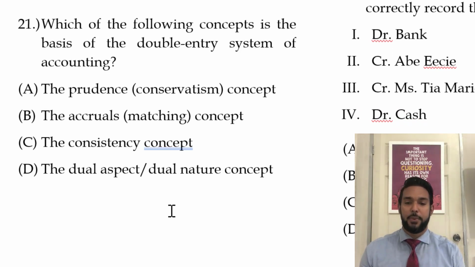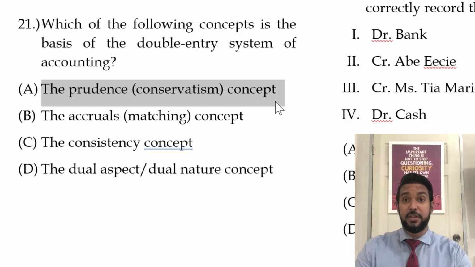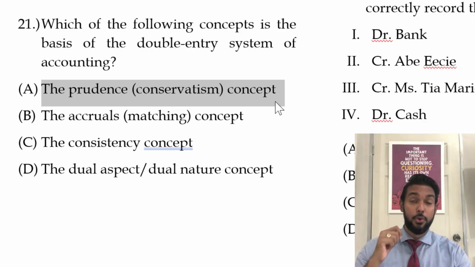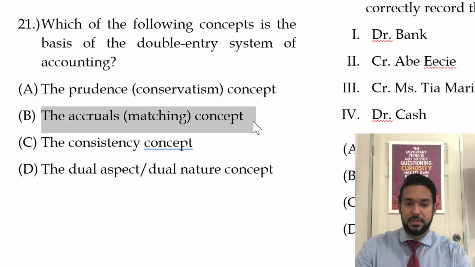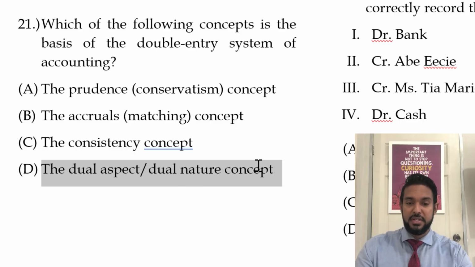All right, so let's scroll down a little bit and take a look at number 21. It says, which of the following concepts is the basis of the double entry system of accounting? This is interesting. So it's a concept that is the basis for double entry. We talked about prudence or conservatism in my previous video. Again, if you didn't see that video, I'm going to put a card up there and a link in the description below so you can check out that video and my discussion about the prudence concept. It's very brief. The accruals or matching concept, that discussion should be in the same video, as well as the consistency concept. The dual aspect or dual nature concept.